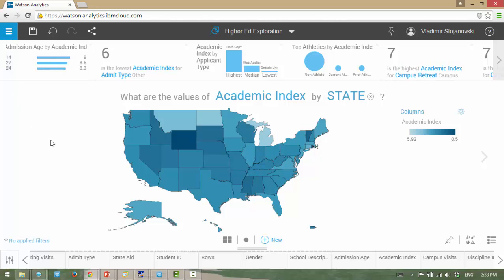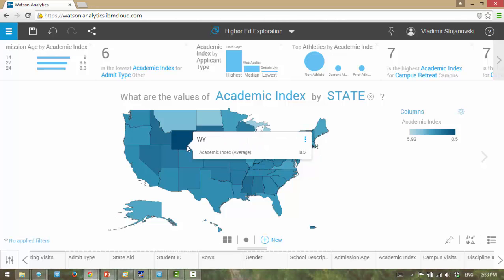Now let's focus on the question that we asked and the answer. Here's the question, and it's answered on a by-state basis. So quickly we find that Wyoming has the highest academic index, and we can confirm that with the scale on the right. So 8.5 is the highest, and that's the score of Wyoming. And we can see that some of these other states have a lower academic score.